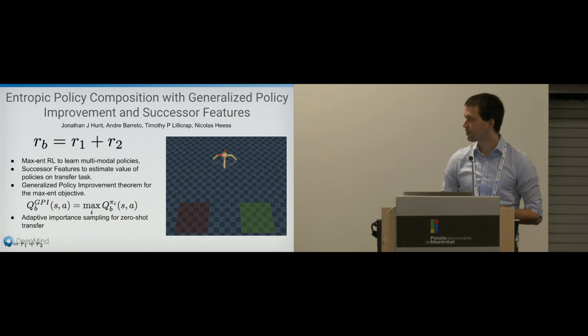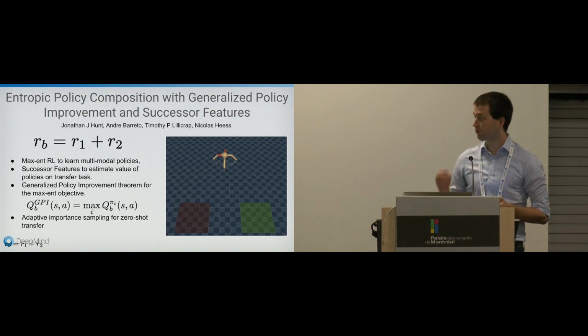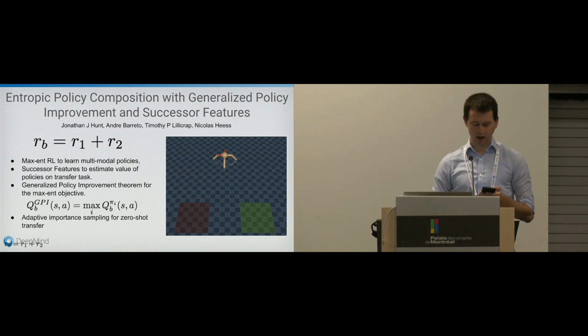So in this work, we prove an extension of generalized policy improvement to the maximum entropy RL objective, and we introduced a practical algorithm using adaptive importance sampling for solving these problems in continuous action spaces. And we solved tasks on things like the ant. And what's notable here is that despite the composition taking place per time step in the action value, we see structured trajectories arising. Thank you.